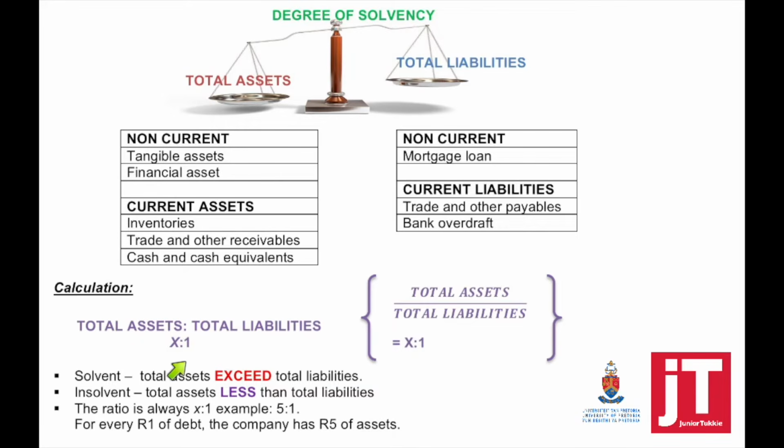This ratio is always 2:1. If the business is solvent, it means that our total assets exceed our total liabilities. If the business is insolvent, it means that your total liabilities exceed the total assets. When we're commenting, for example, if the ratio is 5:1, we would say for every 1 rand of debt, the business has 5 rand of assets.